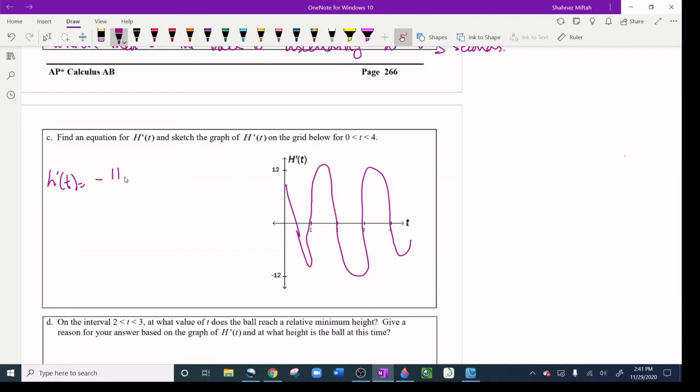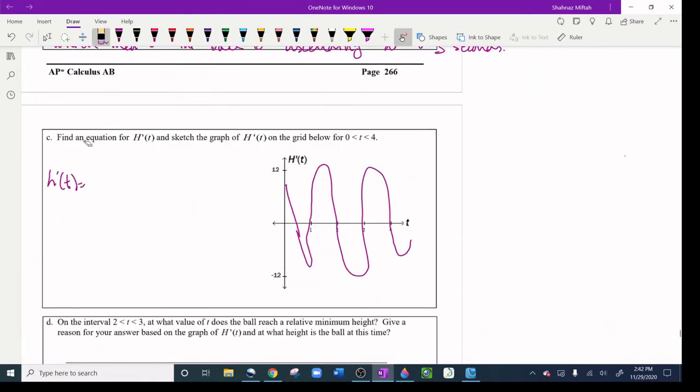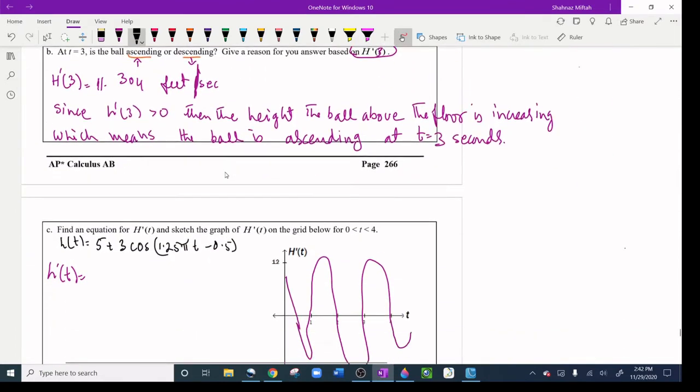negative 11 point, or I can simply take a derivative of that. Okay, so my h function is right here, which I'm going to write first. My h of t function is 5 plus 3 cosine, and inside is 1.25 pi t minus 0.5. I think I'm right. Yes. So this is my function.